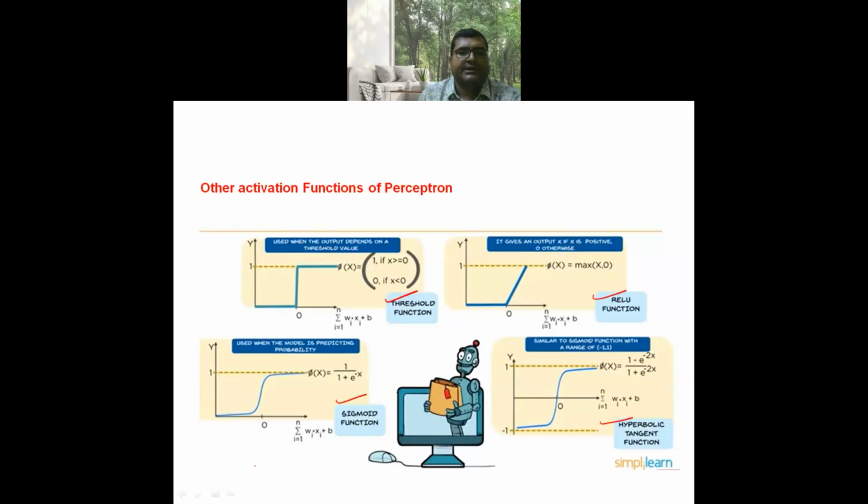Here, in case of sigmoid function, let us say x is the input and it is the sigmoid function, then the output of sigmoid function will be 1 by 1 plus e power minus x.